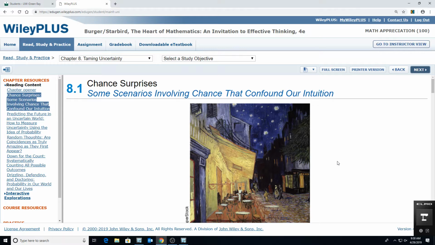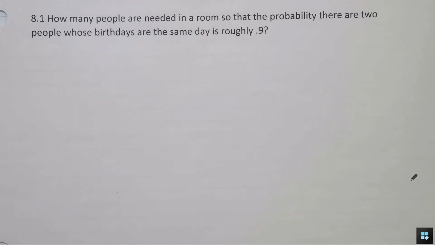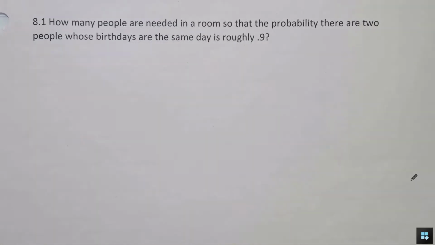We're looking at some scenarios involving chance that confound our intuition. So the next question that we have is the question the author opens the section with. He says, how many people are needed in a room so that the probability that there are two people whose birthdays are the same day is roughly 0.9?